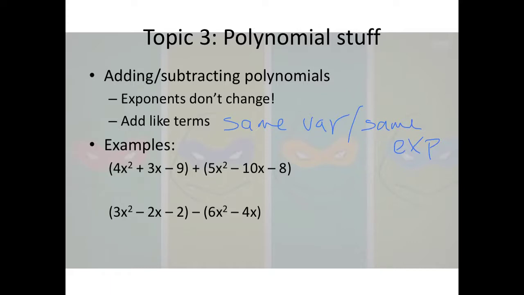Okay, here's our first example. So I have 4x squared plus 3x minus 9 plus 5x squared minus 10x minus 8. Why don't you try these two examples? Mr. Hayden will hit pause, and we'll go over them later. Pause.